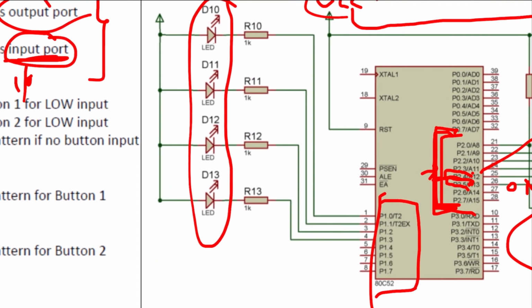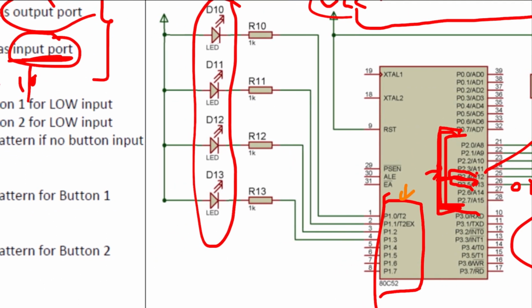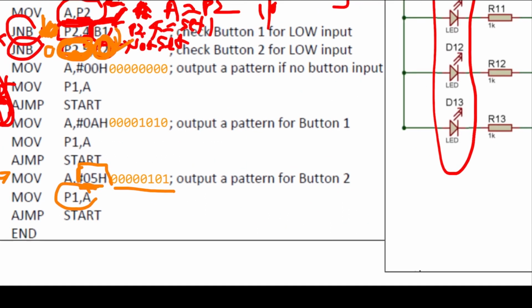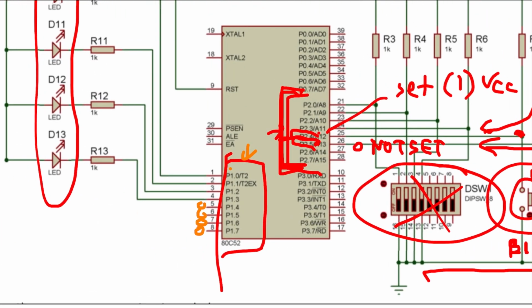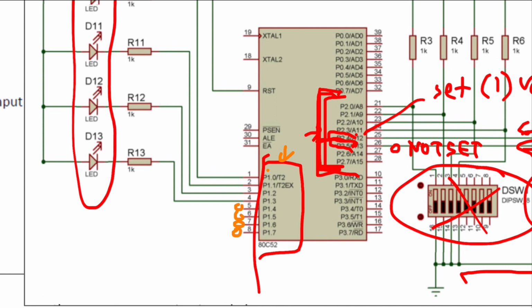Port 1, if you remember, is our output port, so it was set to 0000 0101. So it will set P1.0 to 1. Then set P1.1 to 0, P1.2 to 1, P1.3 to 0, and the other ports as 0, but we will just ignore them because they are not connected to any component.